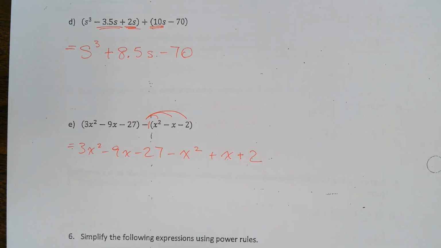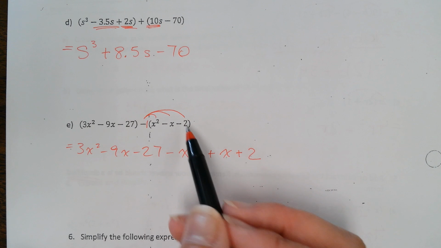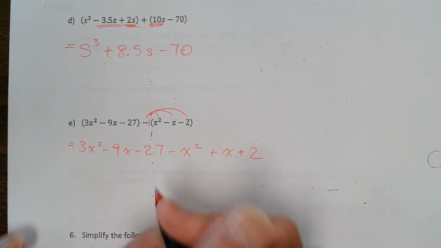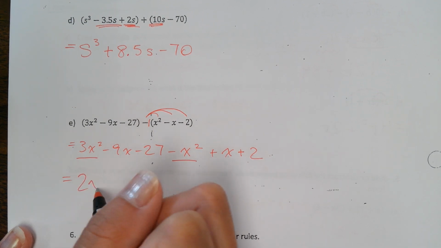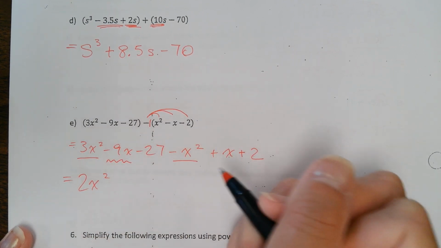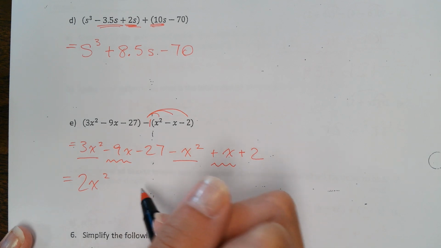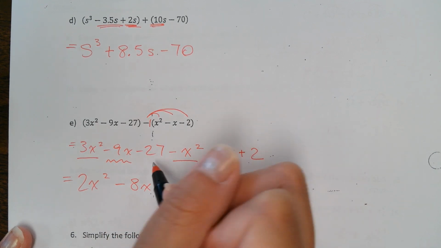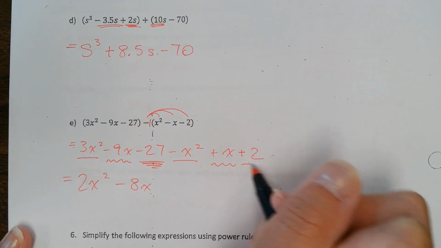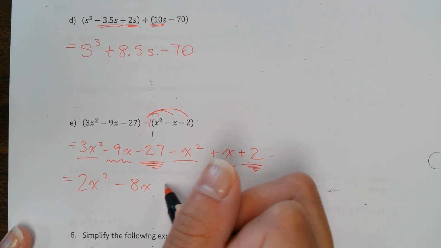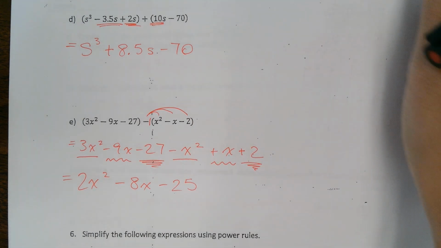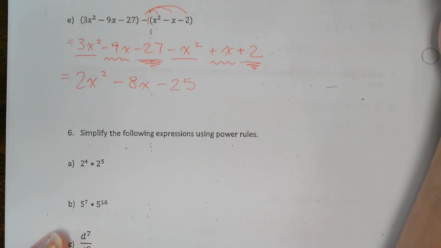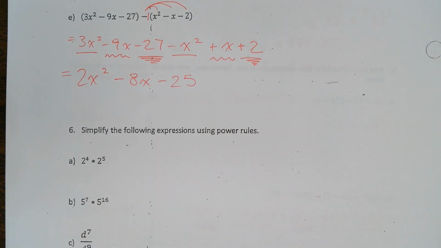Just like if we were to change the sign and everything in the second bracket, the same thing. And then this and this goes together. So you get 2x squared, negative 9x, positive x. They go together, you get negative 8x. And then the negative 27, positive 2, you get negative 25. Okay. I am going fast right now because we're just taking up the homework. So you guys should have most of these done already.